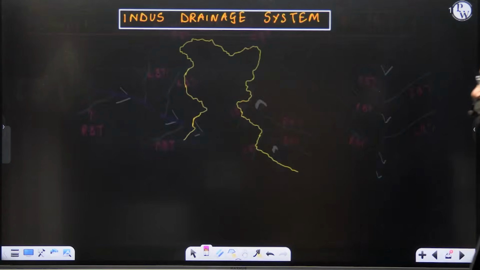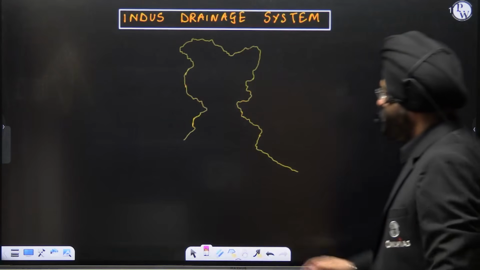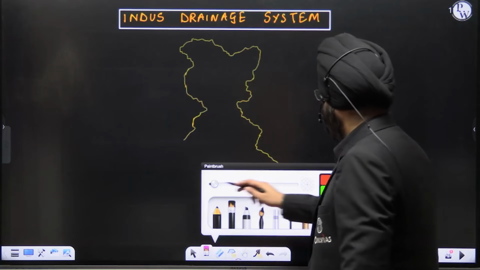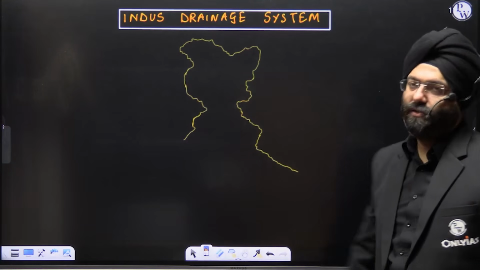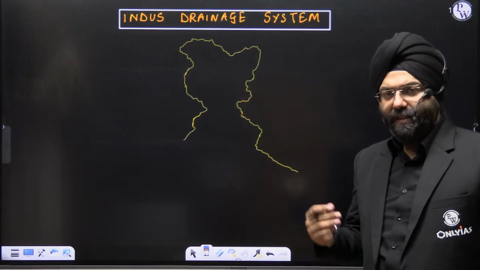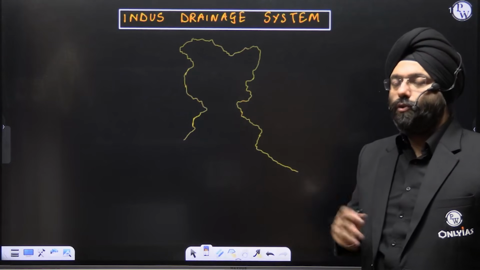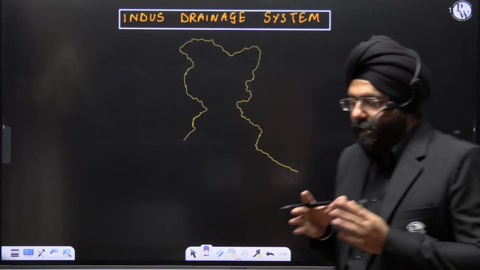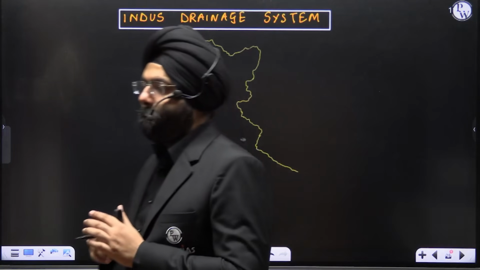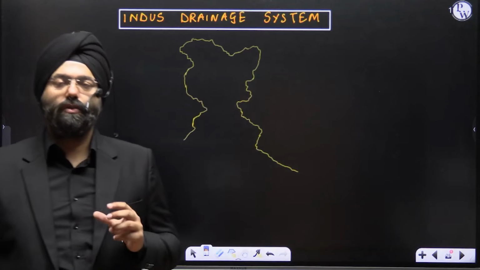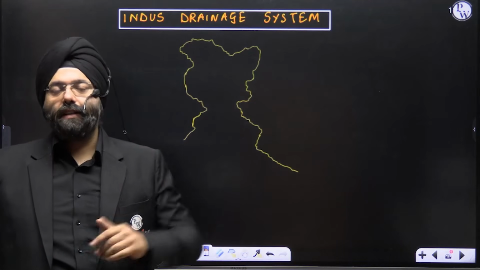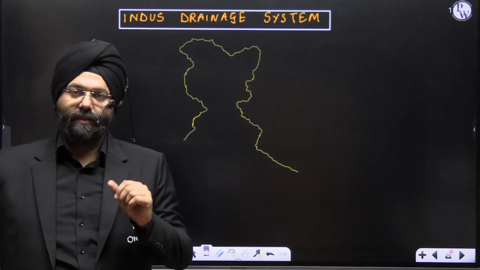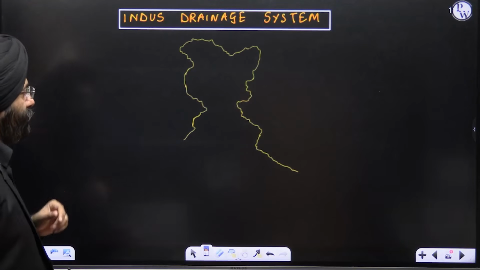Okay, let's move ahead. Let's begin with the first concept. The first concept is the Indus drainage system. Now, please understand, we will be analyzing this from two aspects. First, we will be reading the content also. We'll be seeing the map also, so that you can understand them very well. Let's begin with the drainage of the Indus River.